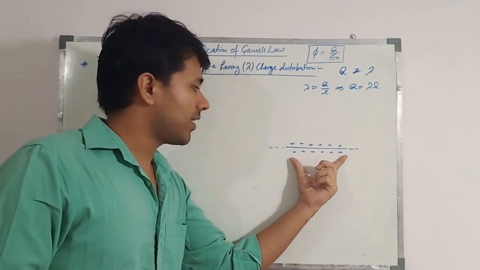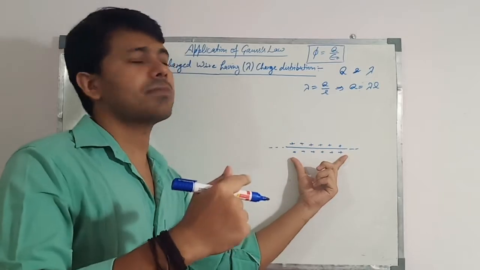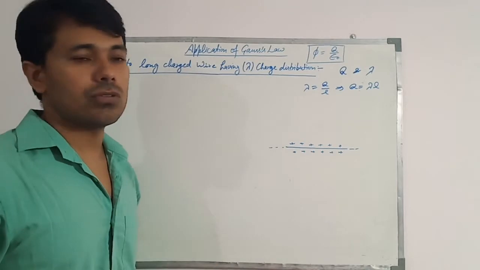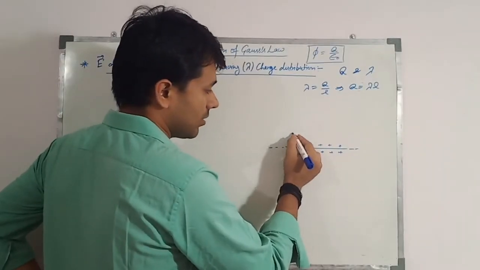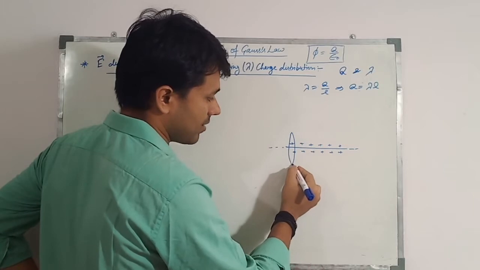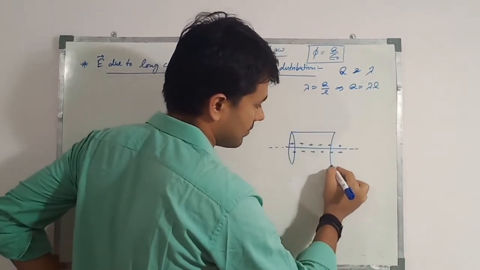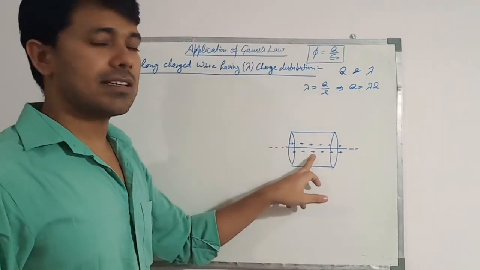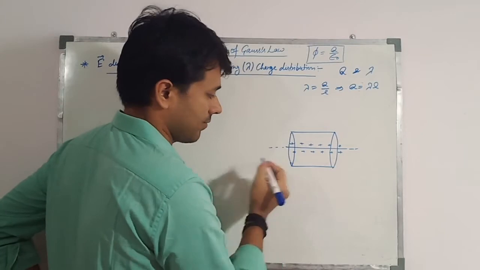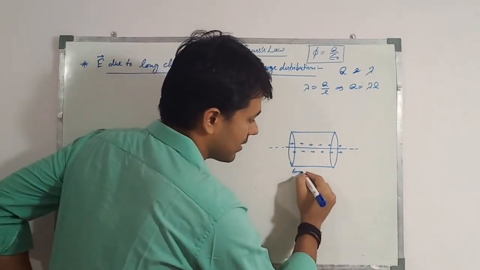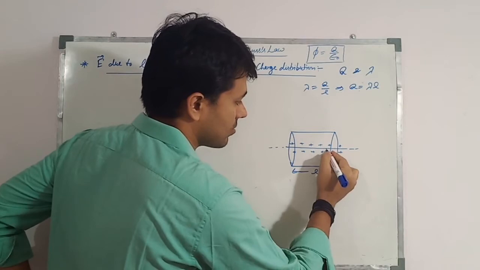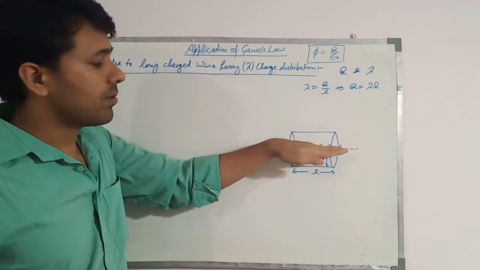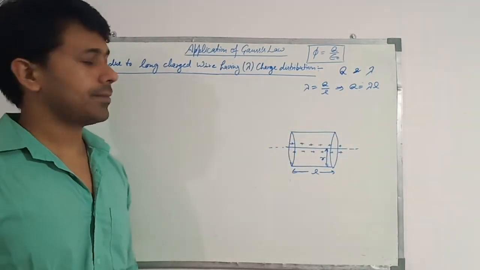An infinite long straight wire has cylindrical symmetry, and according to Gauss law we have to choose a Gaussian surface that must be symmetric. So the Gaussian surface chosen by us is a cylinder. Let's say this is the cylinder chosen by us as a Gaussian surface. The length of the cylinder is, let's say, L, and the radius is R. That charged wire is placed on the axis of the cylinder.